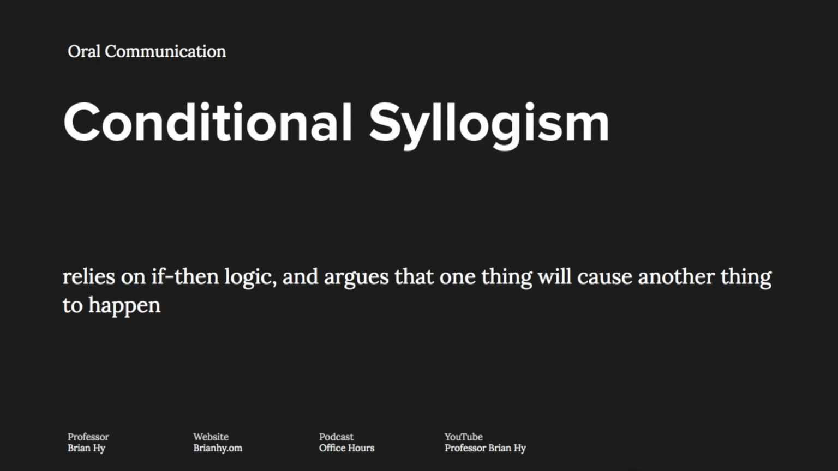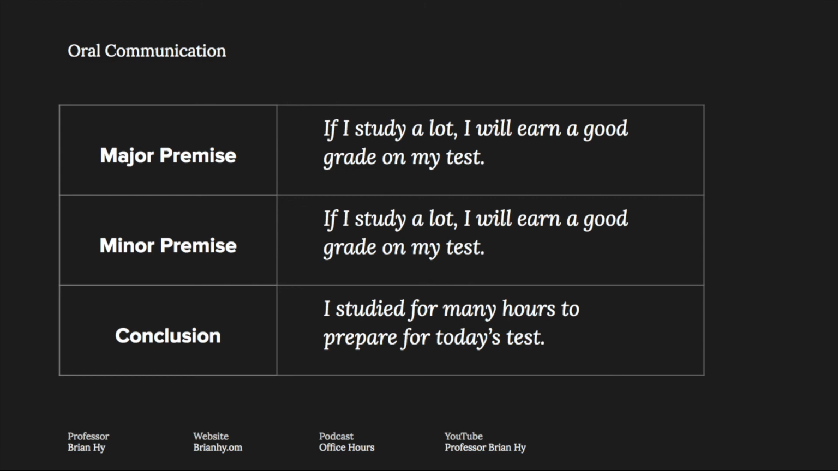A third type of syllogism, a conditional syllogism, relies on if-then logic and argues that one thing will cause another thing to happen. For example, the following syllogism draws its conclusions from an argument about a causal relationship. Major premise: if I study a lot, I will earn a good grade on my test. Minor premise: I studied for many hours to prepare for today's test. Conclusion: therefore, I expect to earn a good grade on this test.